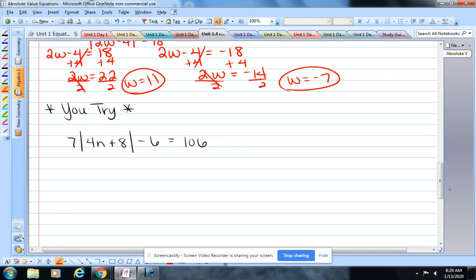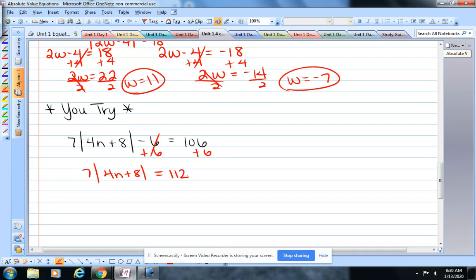All right. So, what did you have to do first? Yeah, you got to get those bars by themselves first. So, first thing you wanted to do is add 6 to both sides. So that's going to be 7 times the absolute value of 4n plus 8 equals what number?